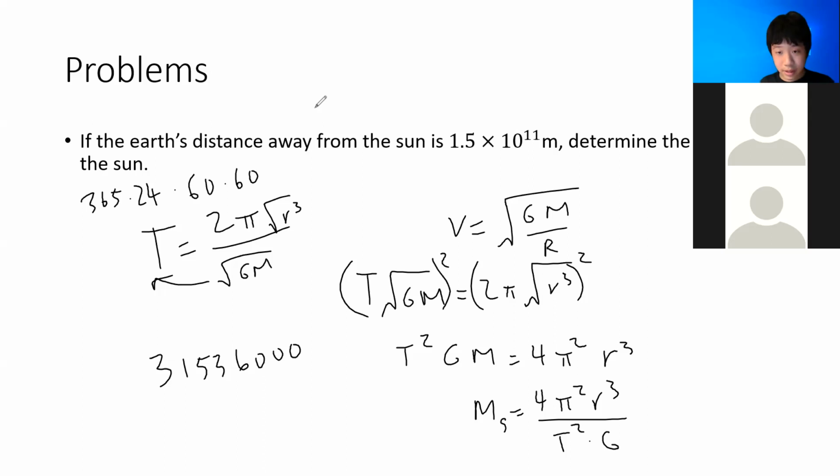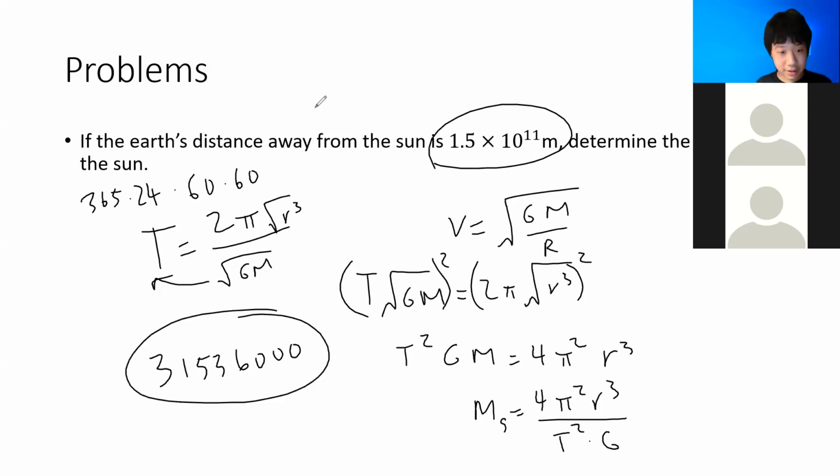All right, so let's do 4 times pi squared times r cubed. R is given here, 1.5 times 10 to the 11th, cubed, times 4 times pi squared, over the period of orbit, which we found here, squared, 31,536,000. And divide that by g, which is 6.67 times 10 to the negative 11th. The mass of the sun is 2 times 10 to the 30th kilograms.